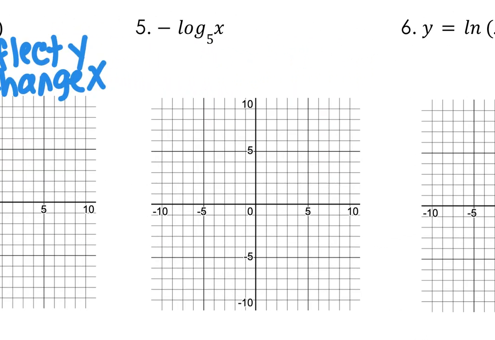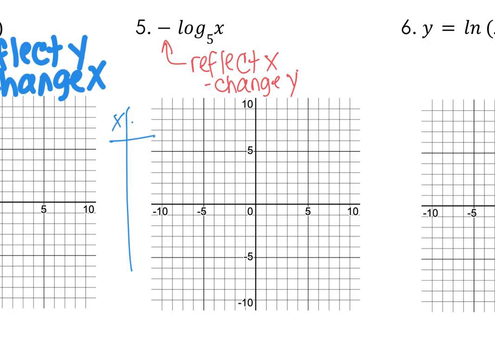We have this negative in the front. What does this negative tell us to do? We will reflect over x, so reflect x, which means we will change y values. So let's change those y values. So let's go ahead and get our x and y values on here. X, y, -1, 0, 1. And then that's 1 over the base, 1 over 5, 1, and then the base, which is 5.